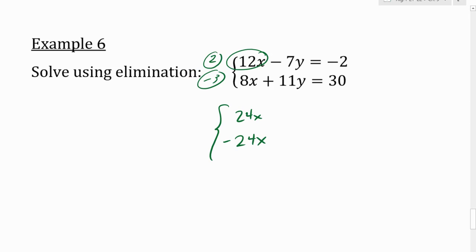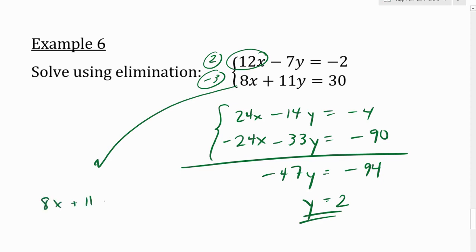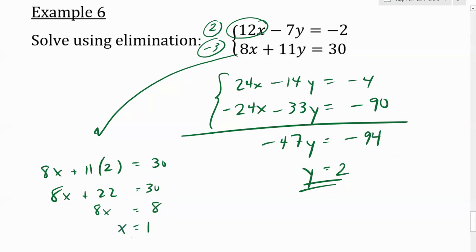So both sides of the top times 2. Both sides of the bottom times negative 3. If you divide negative 94 by negative 47, it goes 2 times. And then, I don't know, let's pick the second one. 8x plus 11y makes 30. If I subtract 22 from both sides, I got 8 left. Divide both sides by 8, I got 1. And we're done.